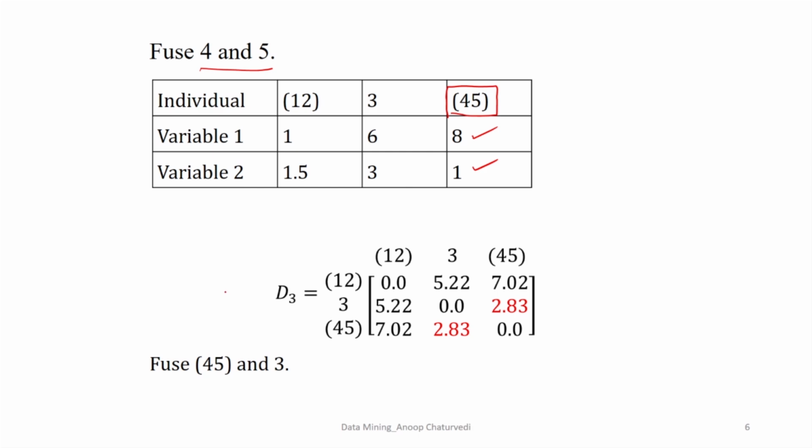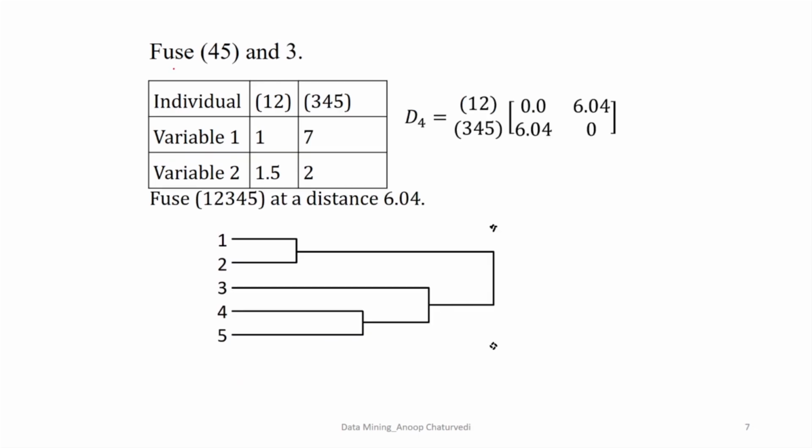and we get this distance matrix. Then the distance which is minimum is 2.83, which is the distance between 4, 5 and 3. So, in the next stage we fuse 4, 5 and 3 at the distance 2.83, and once we fuse 4, 5 and 3 we get these values.